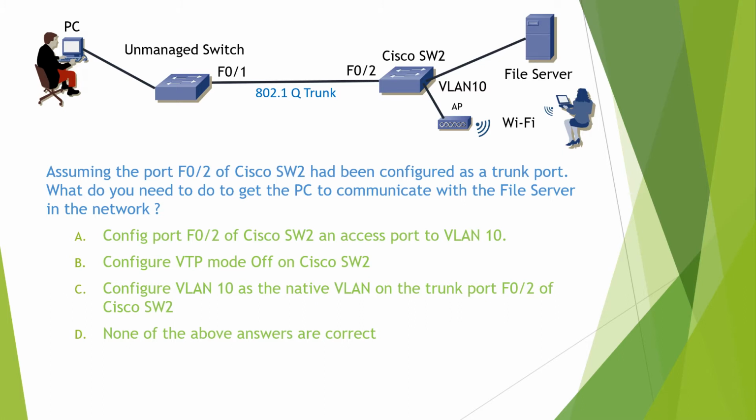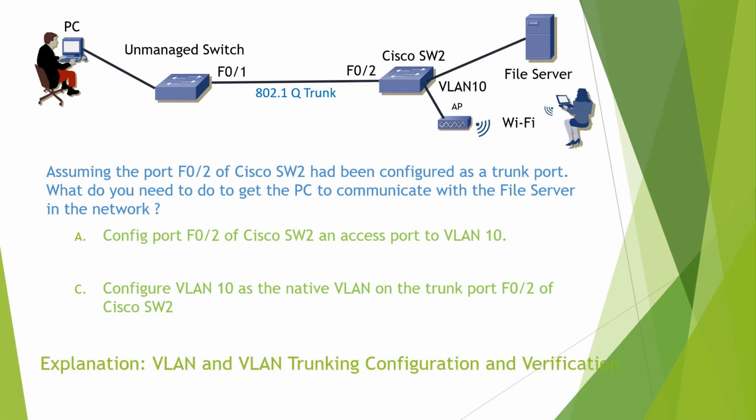However, there's another option: configure the port F02 not as a trunk port, but as an access port to VLAN 10. So the answers for this question are A and C. You can find the detailed explanation for this question in the video, VLAN and VLAN trunking configuration and verification.